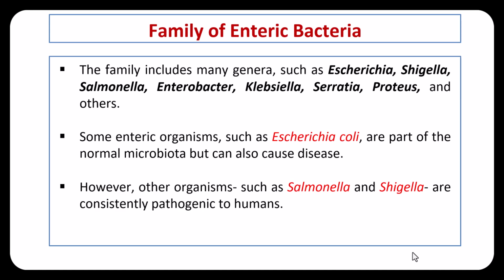The Enterobacteriaceae family contains many important genera, such as Escherichia, Shigella, Salmonella, Enterobacter, Klebsiella, Serratia, Proteus, and others. Some species are normal flora, but can become opportunistic and cause disease. For example, E. coli is normally present in the intestine, but may also cause UTI infection, diarrhea, and others. However, some species are always pathogenic, such as Salmonella and Shigella. They are considered pathogenic to humans.